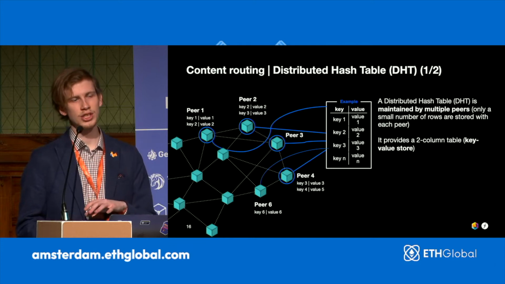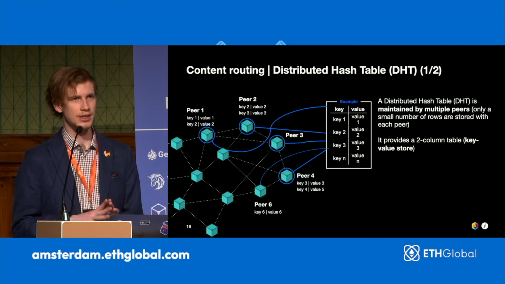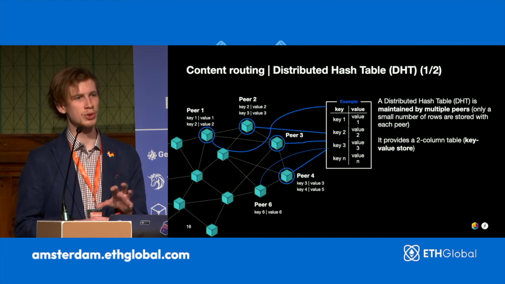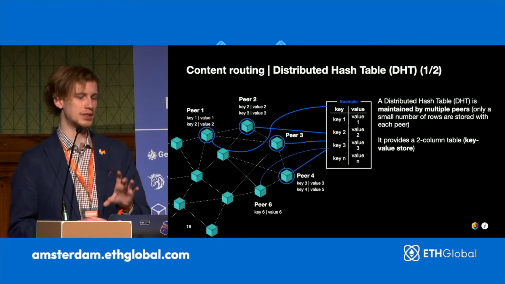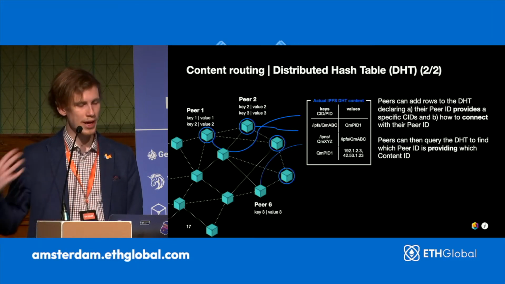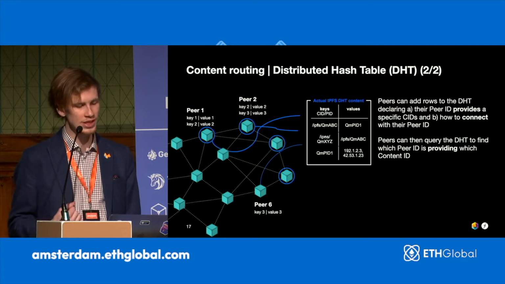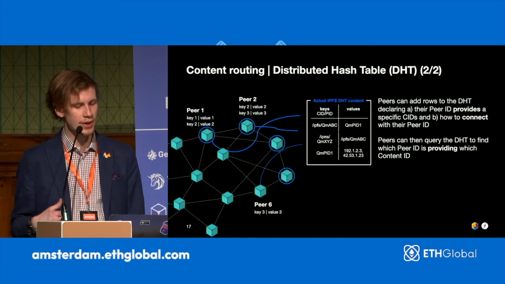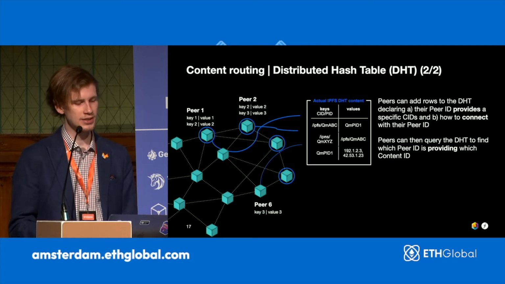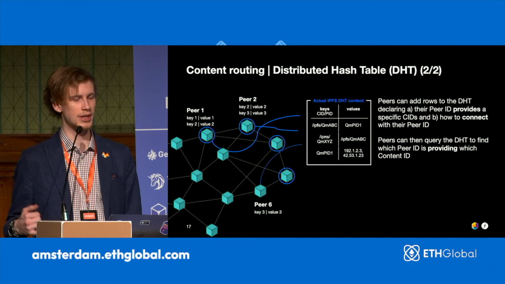Because all the DHTs contain the CIDs of the content in a manner that they are discoverable and in a manner that they are grouped together by similarity of the CID compared to the content. And that's where it becomes really easy to manage and operate the whole network, because every peer can add rows to the DHT table, declare their peer ID, and provide specific CIDs based on how they connect to the peer ID and how they're available through the network.